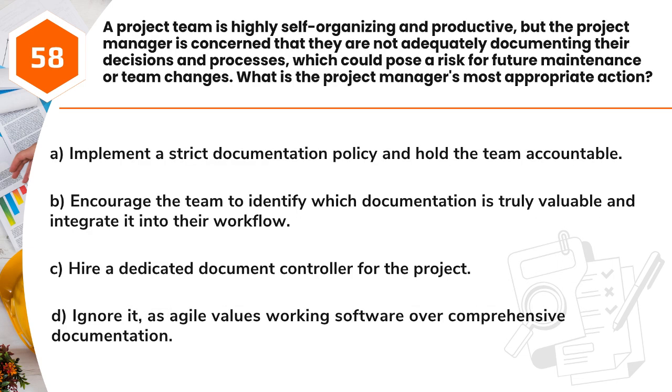Question 58. A project team is highly self-organizing and productive, but the project manager is concerned that they are not adequately documenting their decisions and processes, which could pose a risk for future maintenance or team changes. What is the project manager's most appropriate action? A. Implement a strict documentation policy and hold the team accountable. B. Encourage the team to identify which documentation is truly valuable and integrated into their workflow. C. Hire a dedicated document controller for the project. D. Ignore it, as Agile values working software over comprehensive documentation.